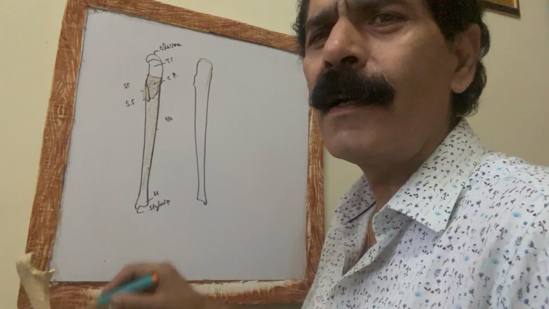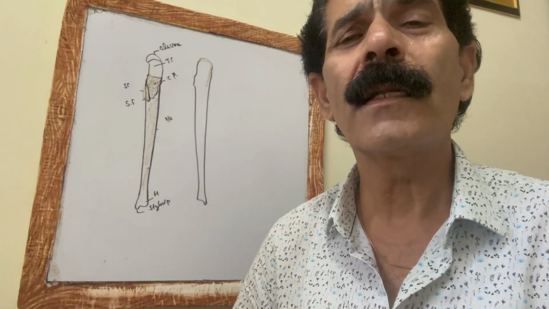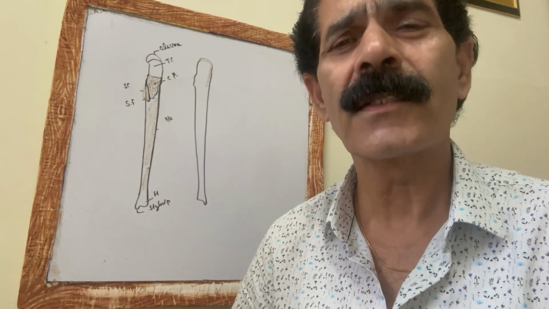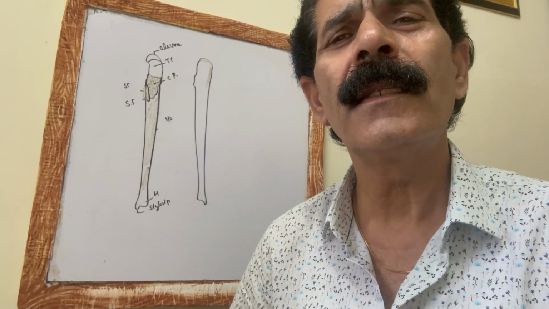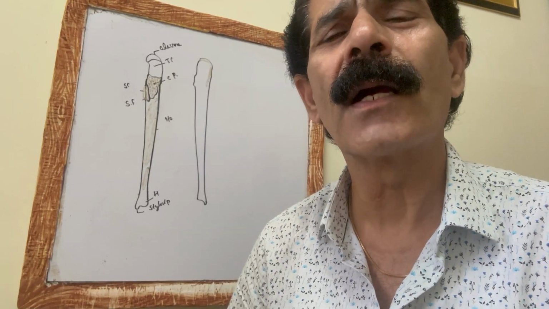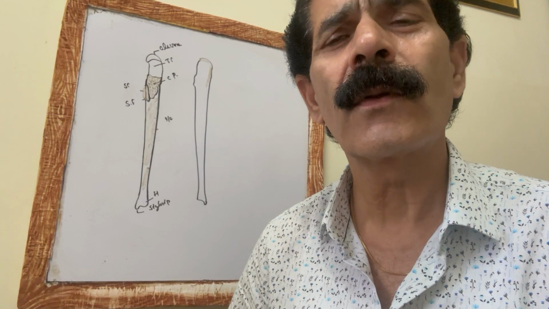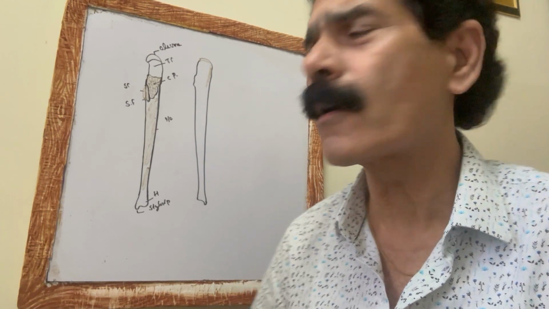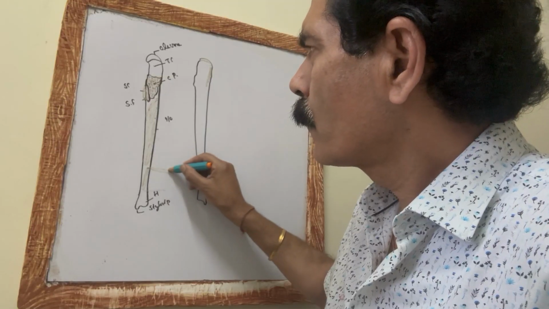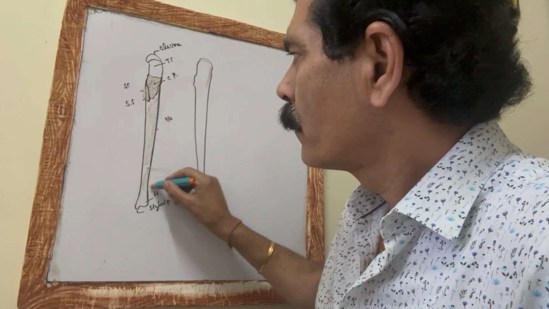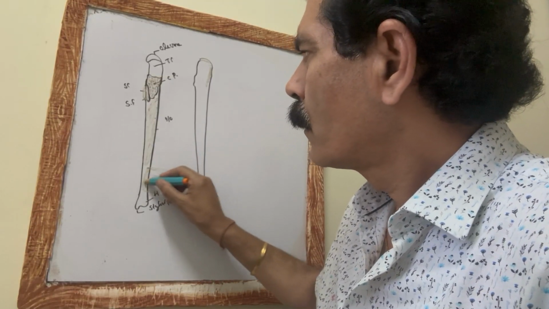Then below, another muscle takes origin from the lower one-third of the anterior surface of the shaft of the ulna. This is the pronator quadratus muscle. Its action is pronation, so it is supplied by the anterior interosseous nerve, which is a branch of the median nerve. Pronator quadratus, because it is quadrangular in shape, is inserted over the radius.